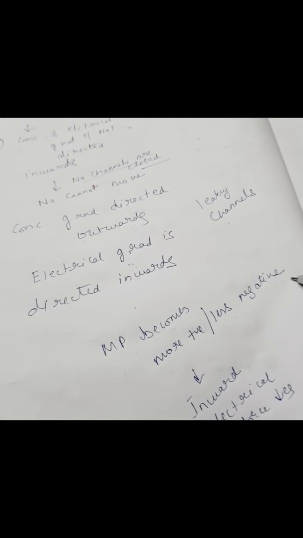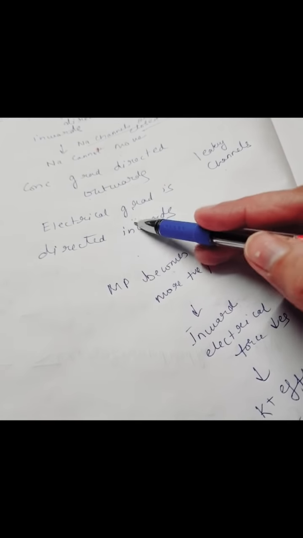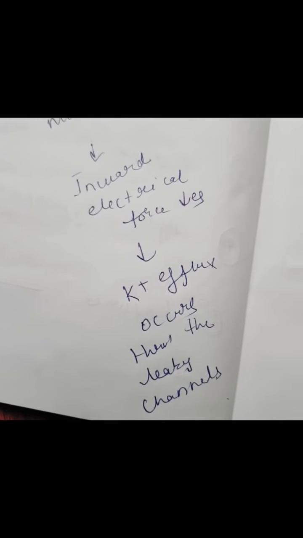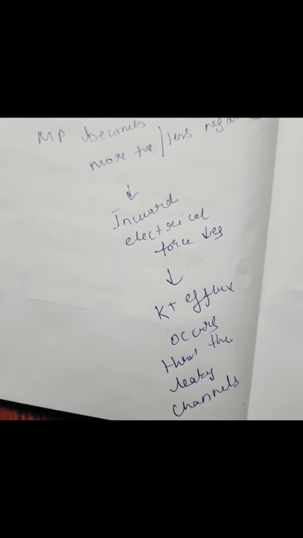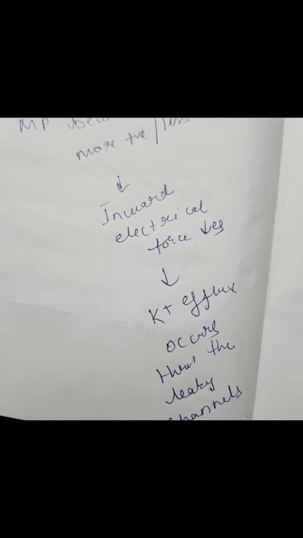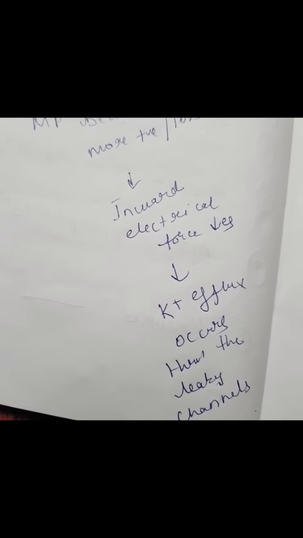Now, when the membrane potential starts becoming less negative due to a stimulus, that is when the membrane starts getting depolarized, the inward electrical force decreases. That is, the electrical gradient decreases. As a result, potassium efflux occurs through the leaky channels. Okay. But in case of the action potential development, this potassium efflux through the leaky channels is not of much importance because the sodium influx overwhelms this potassium efflux.